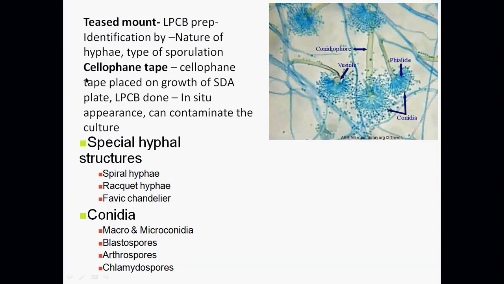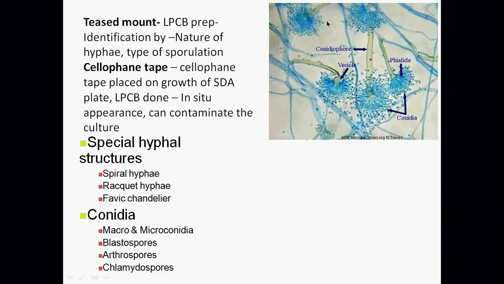Now another preparation which we can do is cellophane tape preparation. First I will go to the tease mount. In tease mount, a small part of the colony is picked up and taken on a slide, and it has to be separated with the help of a teaser or straight wire, and then small parts of the colony are separated and we add a drop of LPCB stain on it, put a cover slip, and then it is studied under the microscope.